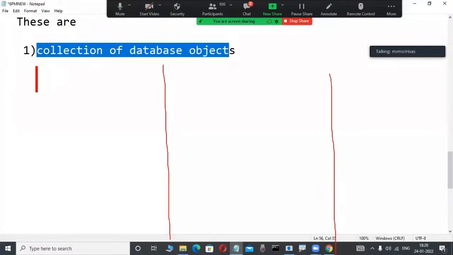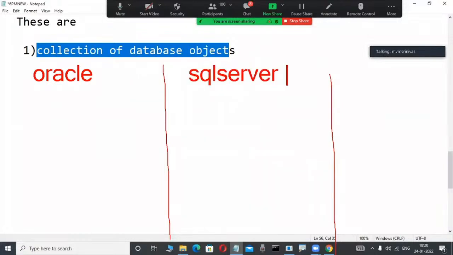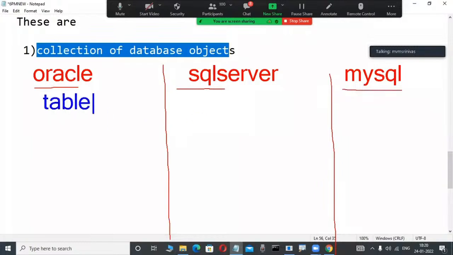Suppose you are learning an Oracle course, for example. Oracle is a relational data model product. Suppose other fellows are learning SQL Server. SQL Server is a relational data model product. Again, MySQL is a relational data model product from a different company. But in Oracle, which database objects are available? A first-time newcomer may have an idea: table. A table is a database object. Here also a table is there, and in MySQL also a table is there.